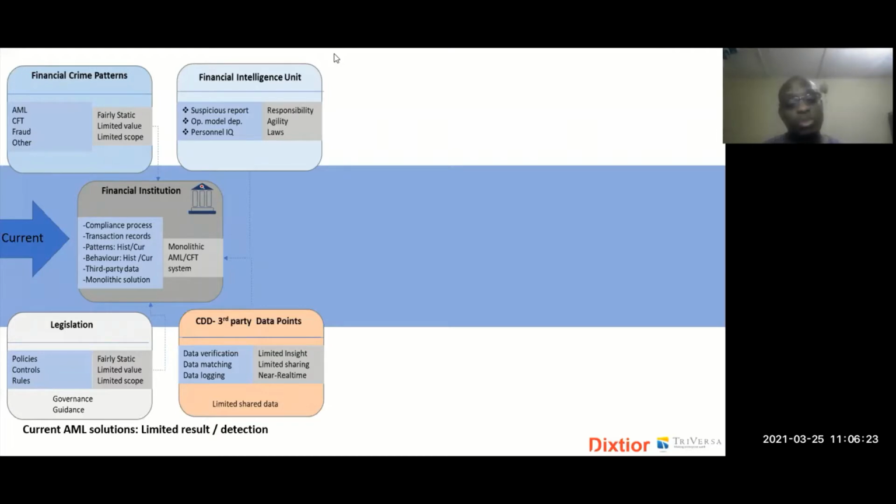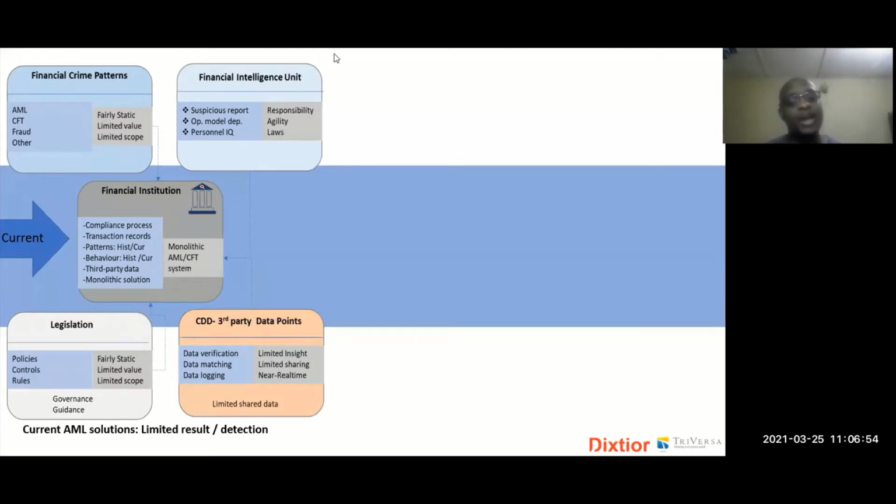So currently, what we have is very much a siloed solution, monolithic in the sense that most financial institutions implement a solution and get some data from third parties, but they don't have a fully automated solution that helps them to really prevent fraud. They do more detection and get limited results, because sometimes they generate false alerts and so on and so forth. But we believe there's a way forward.